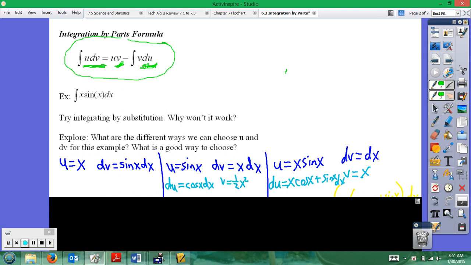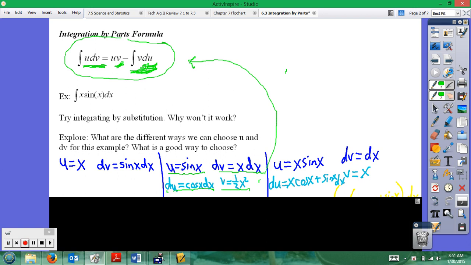If I were to let u be sine of x, then the derivative of that would be cosine x. If I were to let dv be x dx, then v, working backwards, because dv is like the derivative of v, then v would be 1/2 x squared. Now if you take a moment and plug those in up here, you will see that on the second part, where that integral is, you're going to get an integral that's even worse than what you started with. So not a good way to do it.